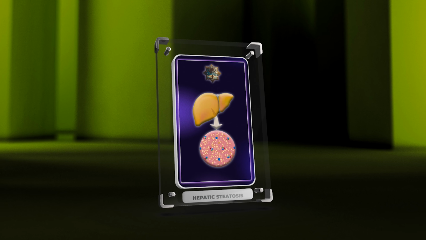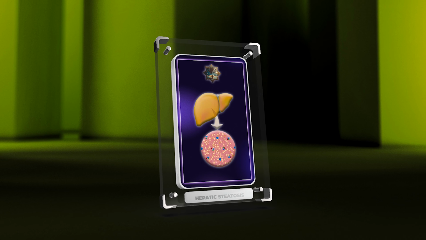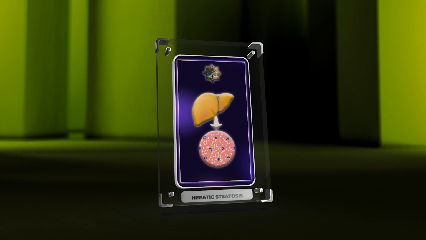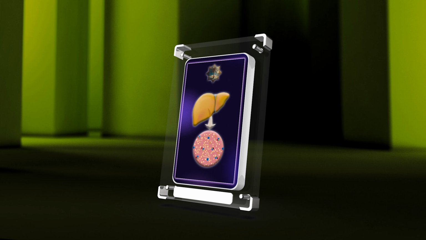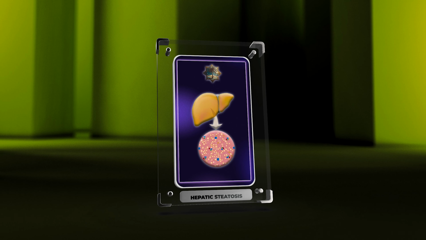In summary, we have covered the various aspects of hepatic steatosis, including its molecular mechanisms, clinical implications, and potential interventions. Understanding this complex condition will help us develop effective strategies to improve patient outcomes.